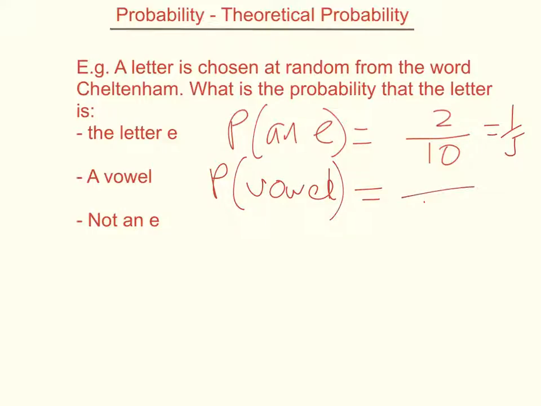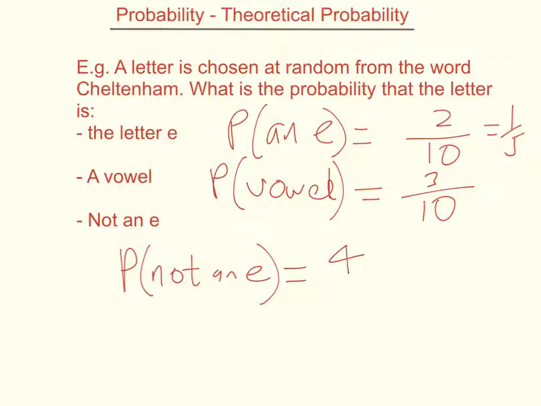In the next one, the probability of a vowel is equal to, again, there are 10 letters in the word Cheltenham, and if I look at the vowels, there's 2 E's and an A, so that means there's 3 favourable outcomes out of the 10 outcomes, 3/10, which doesn't cancel down. The last one, the probability of not an E, well, here's a good way of doing it. There's a 1/5 probability of getting an E, and not an E is the opposite. So that's going to be 4/5.